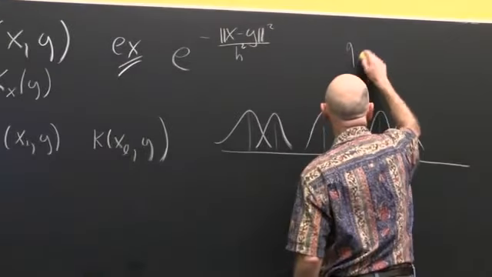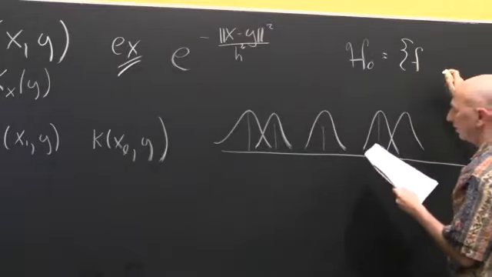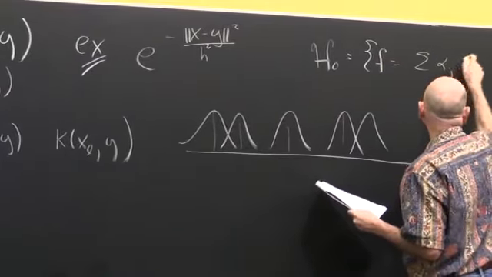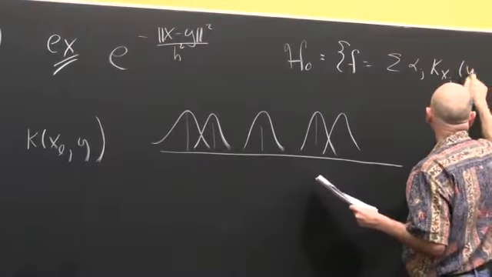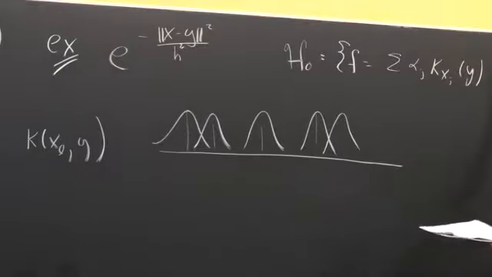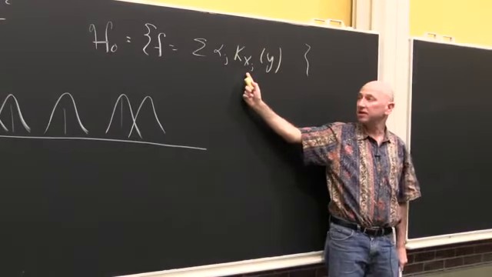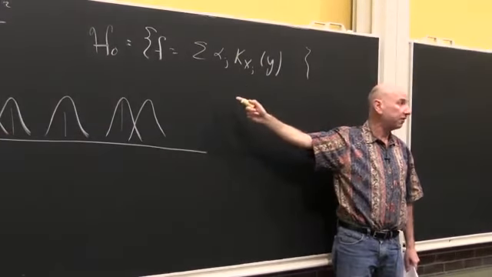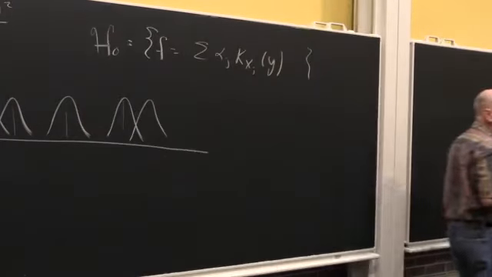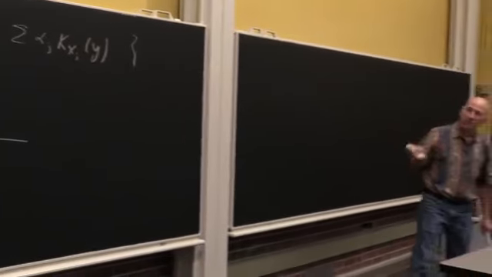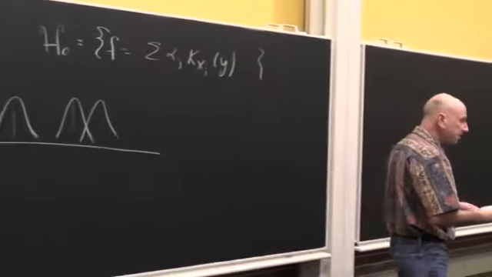So we're going to take H0 to be all such functions, all functions of the form f equal to the sum of α_j k(x_j, y). And when I write this set, I mean all possible choices of these centers that I could have fixed. All possible choices for the number of them, which could be 10, 20, 30, 40, and all possible values for these coefficients. So I'm thinking of them as basis functions, and I'm just taking all the possible linear combinations of them. That's the function space we're building.